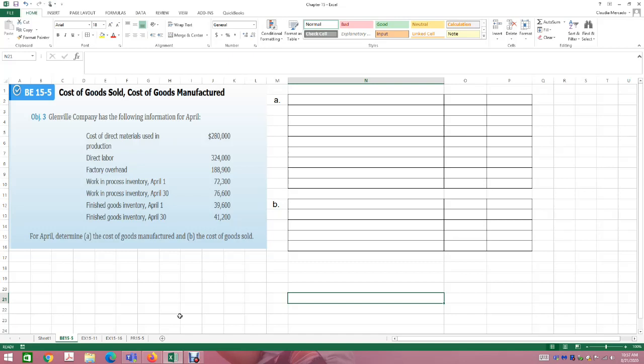Using all of that information provided for April, we have to determine A, the cost of goods manufactured, and B, the cost of goods sold. The cost of goods manufactured is how much it cost us to manufacture the goods that we're selling. That's what they're asking you. How much money did you spend on manufacturing whatever it is that you're manufacturing?